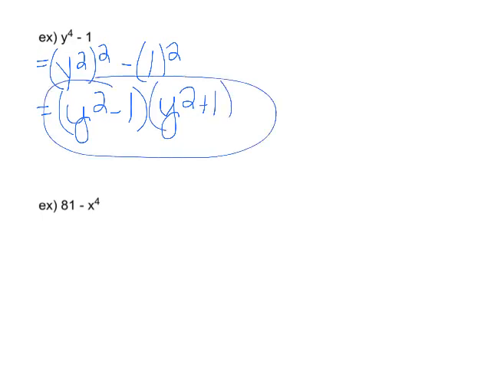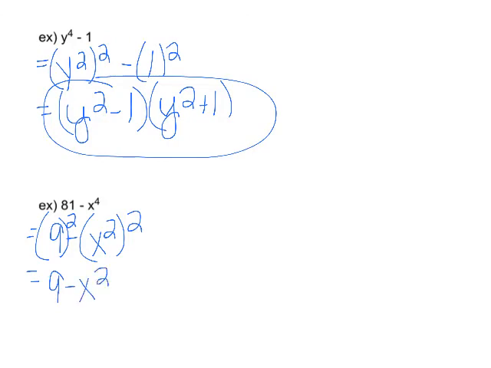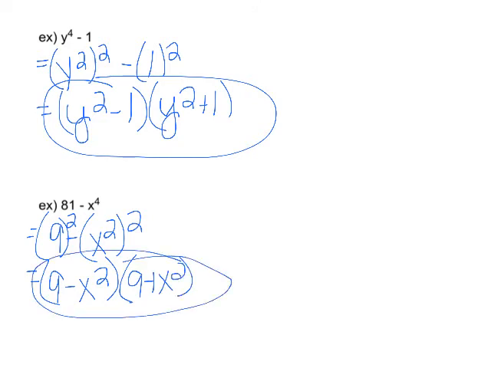For our next example, I'm going to write 9 squared minus x squared to the second power. And that's going to equal 9 minus x squared times 9 plus x squared as my final answer.